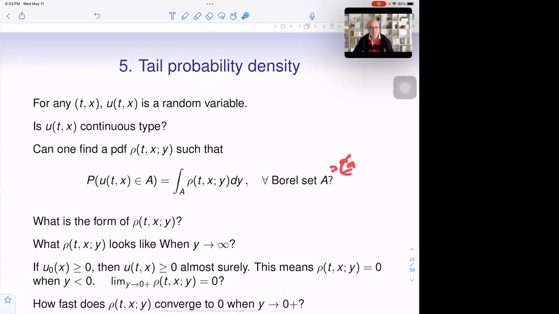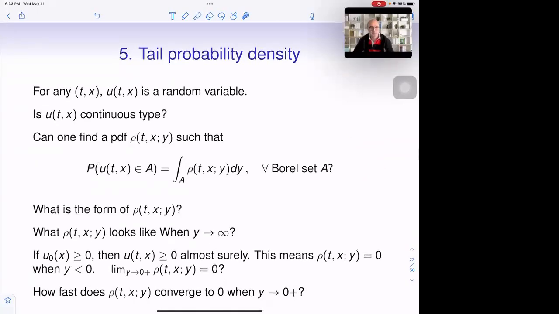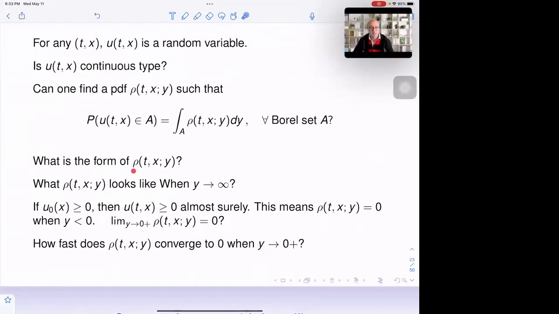So this a can be an interval. If you can find it, then when y goes to infinity, it will go to 0, because this is integrable. This one is always positive, and the integration equals 1. So when y goes to infinity, this will go to 0 because it is a probability density function. But when y goes to 0, does it go to 0 like exponential or like what? We want to know that.